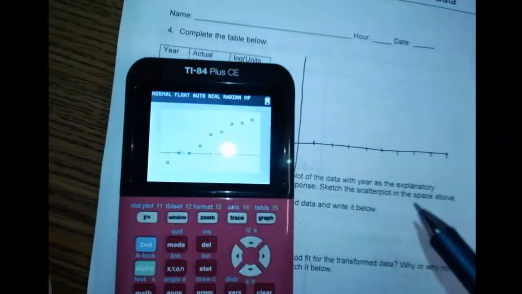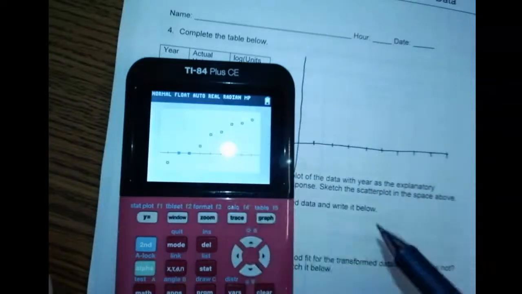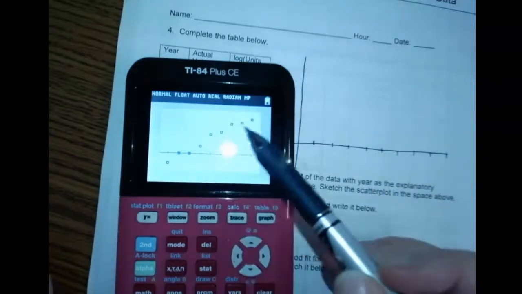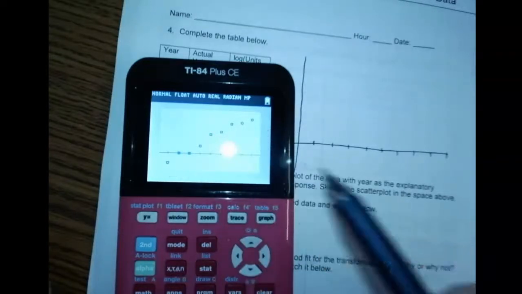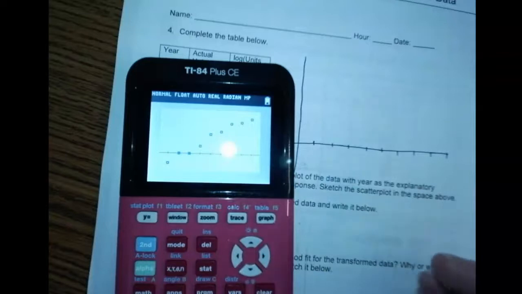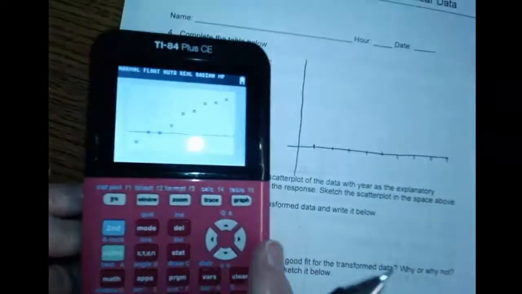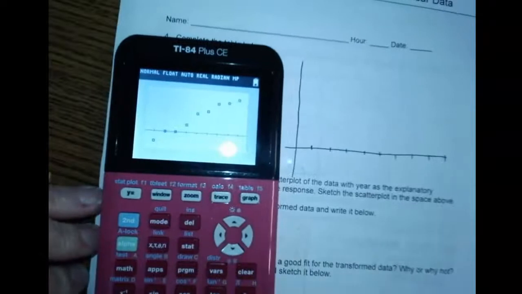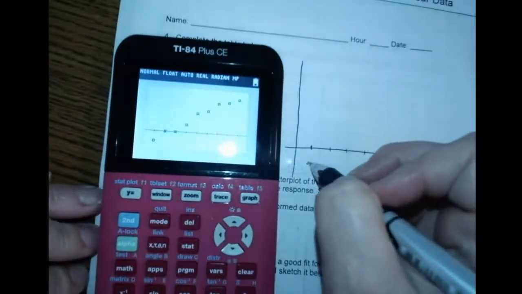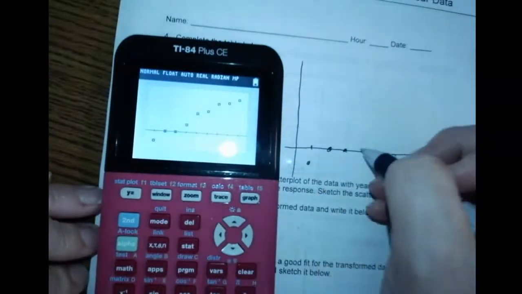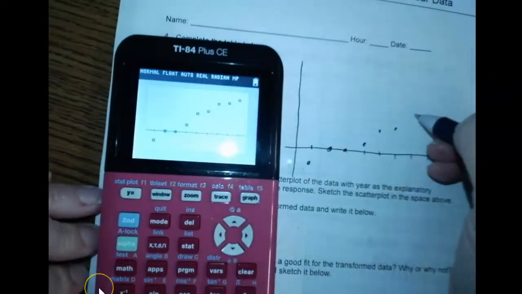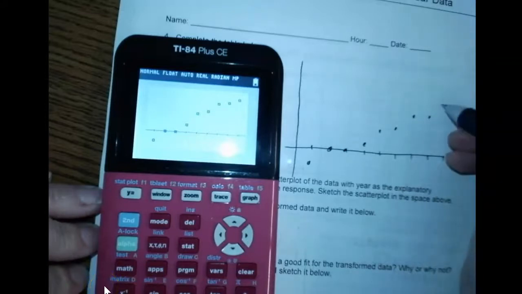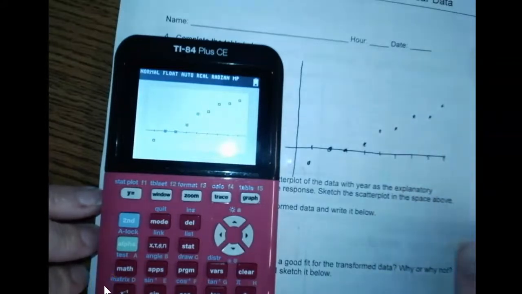So I zoomed 9 so I can kind of see it. Now look at that. It's not perfectly straight, but it's a whole lot straighter than the original data was. So we've transformed the data to be more linear so we can actually calculate a regression line. So I'm going to just sketch this real quick onto here. Okay, much straighter. So here I feel like that's much more of a line.